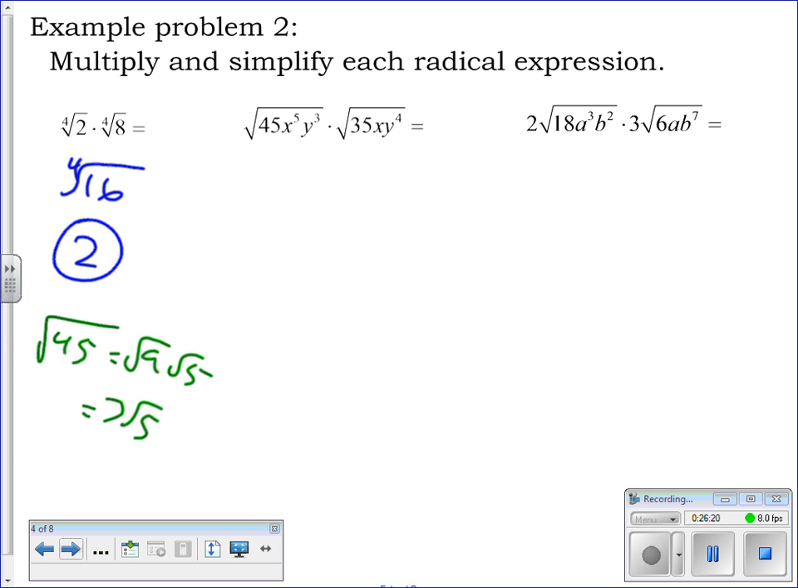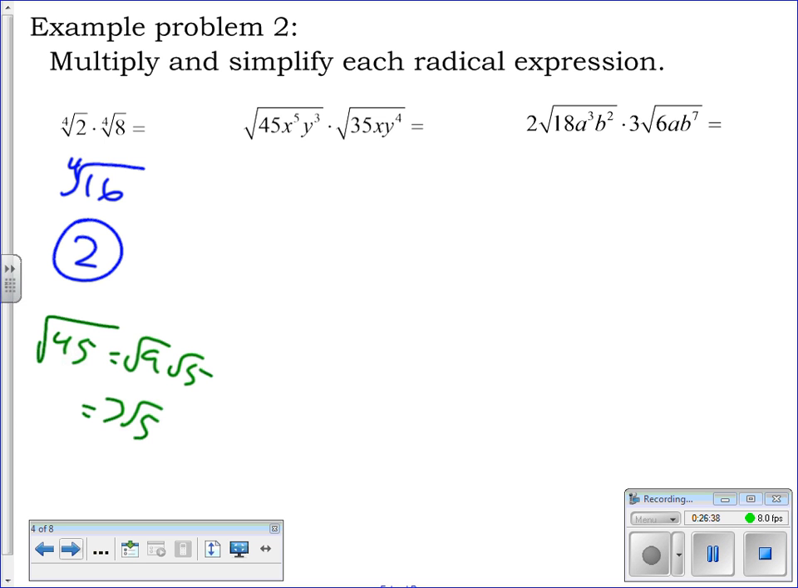Does that make sense? Do you see how I did that? Okay. What about the square root of 35? Can I do anything to that? I can't. Can I? There's no perfect square that goes into 35. 35 is 5 and 7. That's the only two numbers that multiply to give me 35. Neither one's a perfect square.